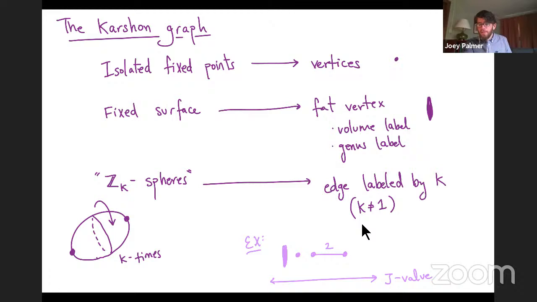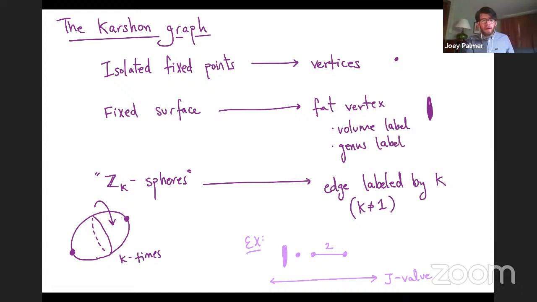And I should mention that you don't draw Z1 spheres because that's not special, right? A sphere that rotates one time when it's supposed to rotate one time isn't an interesting feature. So the ZK spheres have a lot of rigidity, but the Z1 spheres don't show up in the graph. They're not as interesting.